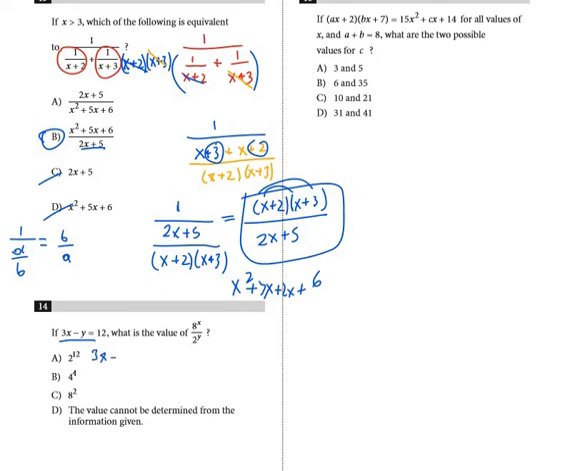So 3x minus y equals 12. Subtract 3x on both sides. So negative y equals negative 3x plus 12, and then multiply everything by negative 1, so y equals 3x minus 12. Okay, we know that the y value is now 3x minus 12. So we're going to plug this in here where the y is.